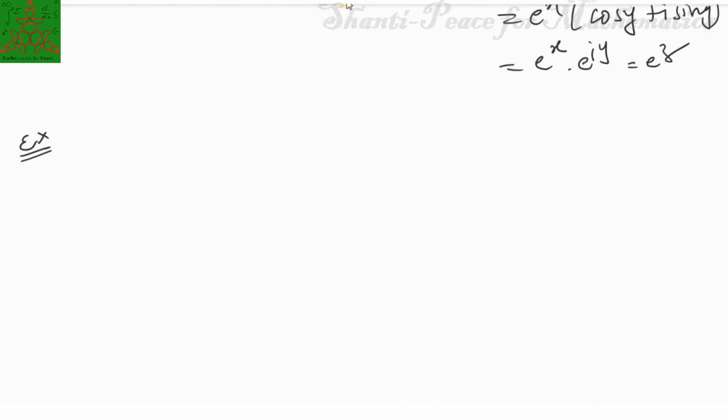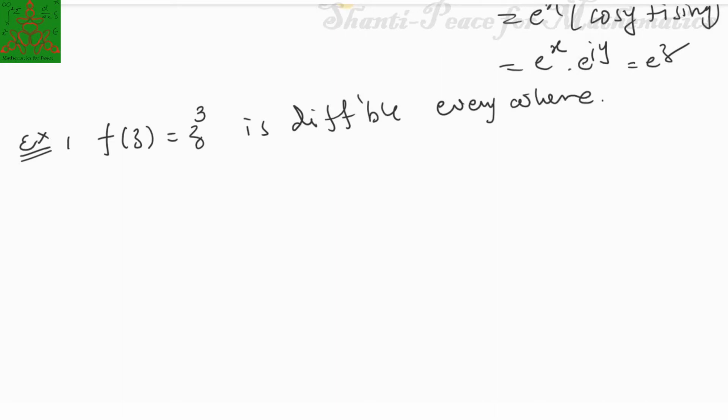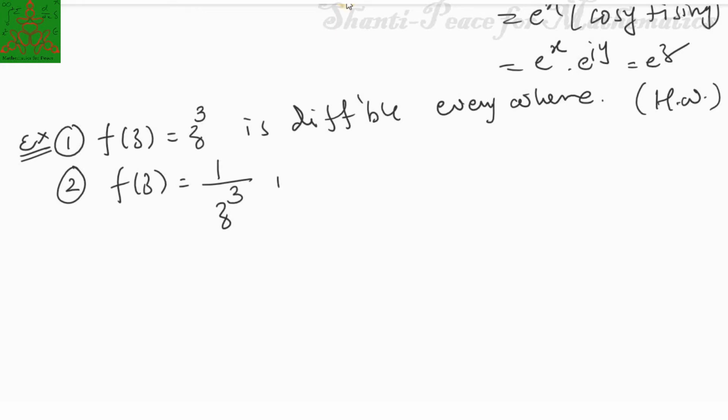Second one that I am giving you as homework, that is prove that f of z equal to z raised to 3 is differentiable everywhere. This is the first example that I am giving you as homework. And the second example you may try for this, that is 1 upon z raised to 3 is differentiable everywhere where z is not equal to 0 in the domain. So try for these two examples.